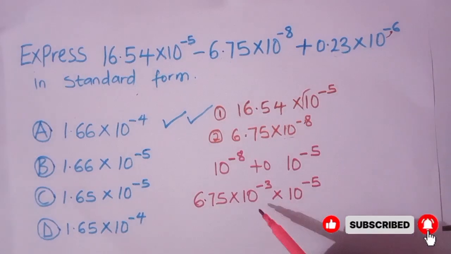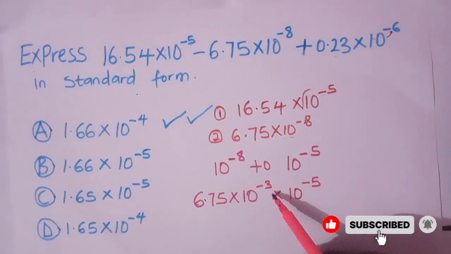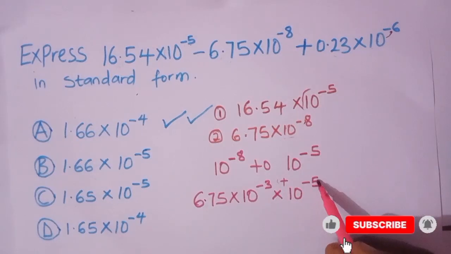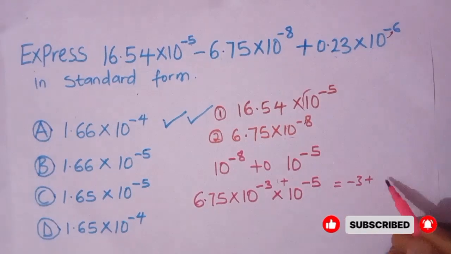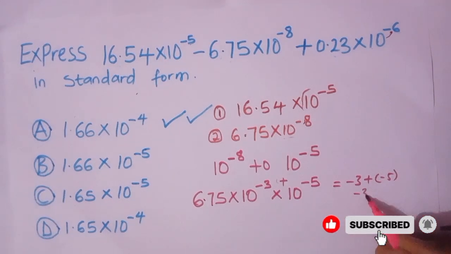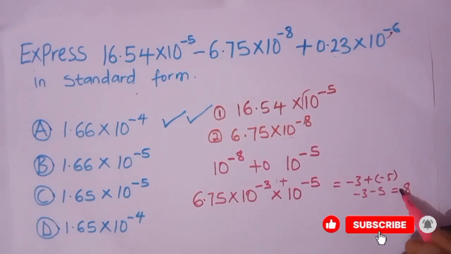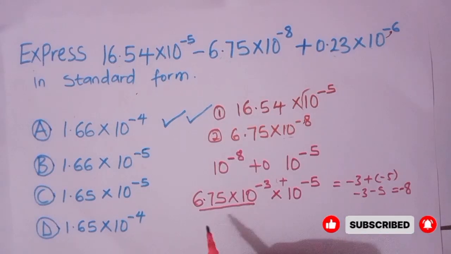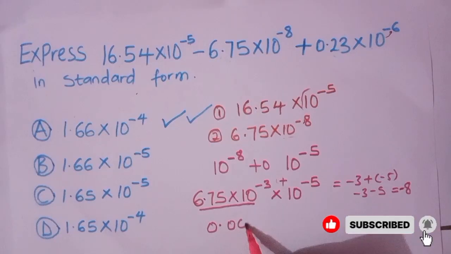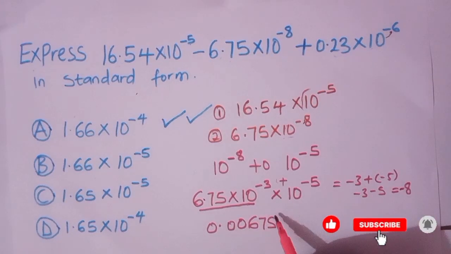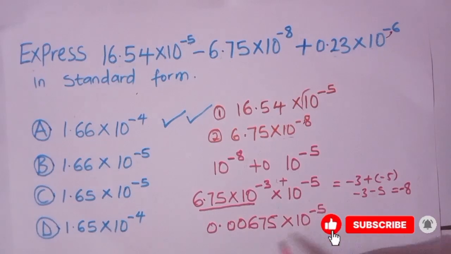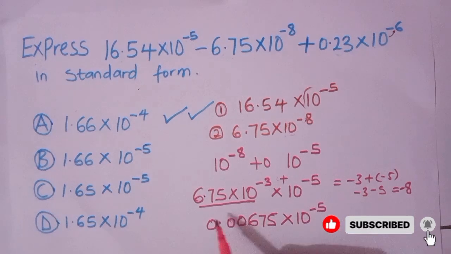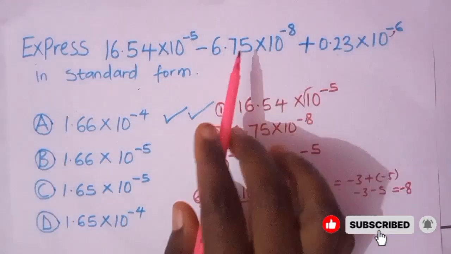According to the laws of indices, when we are to multiply numbers that have the same base, we add the powers. If we add the powers, minus 3 plus minus 5 is the same thing as minus 3 minus 5, which will give us minus 8. Then we multiply this one. If we multiply it, we have 0.006775 times 10 raised to power minus 5. You can see we have changed the power from minus 8 to minus 5, and this becomes the second term.